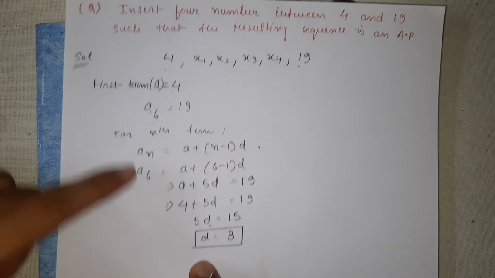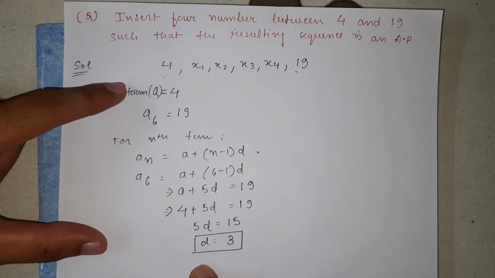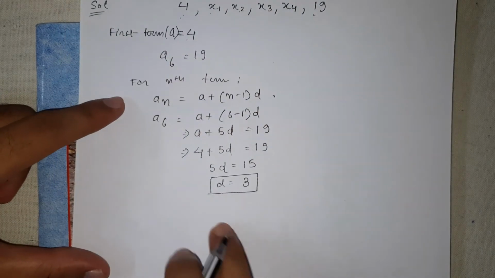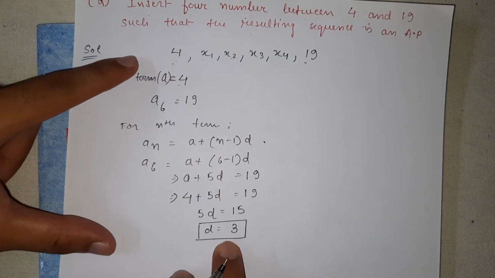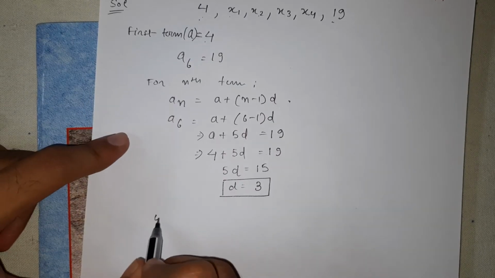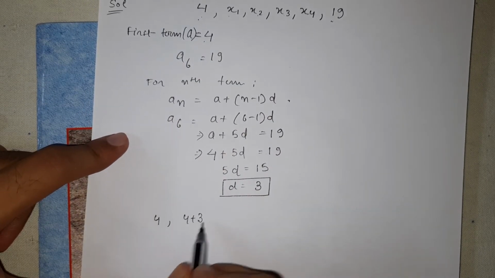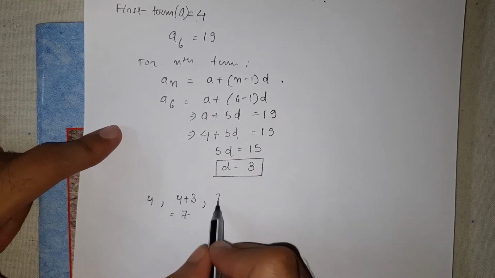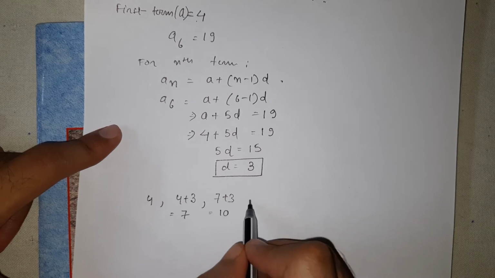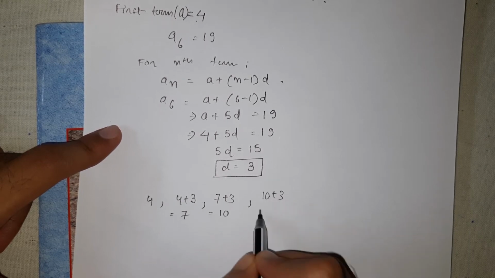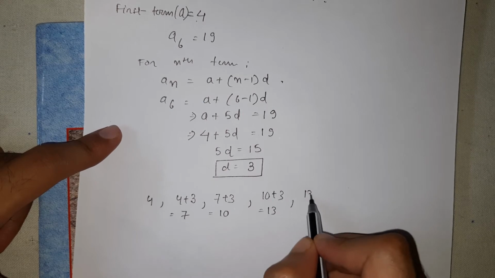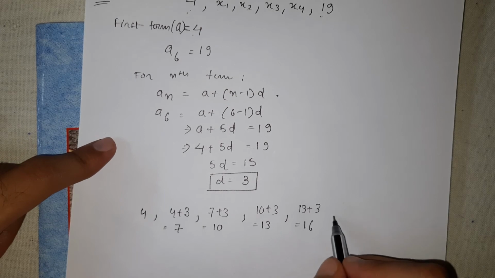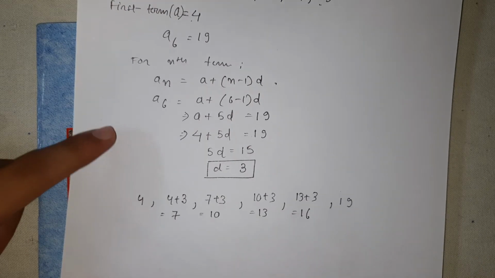Now that we have d and we know a, we can get these 4 terms also. The first term is 4 and the common difference is 3. So the next term will be 4 plus 3, that is 7. The next term will be 7 plus 3, that is 10, then 10 plus 3, that is 13, then 13 plus 3, that is 16, and the last term is already given, that is 19.